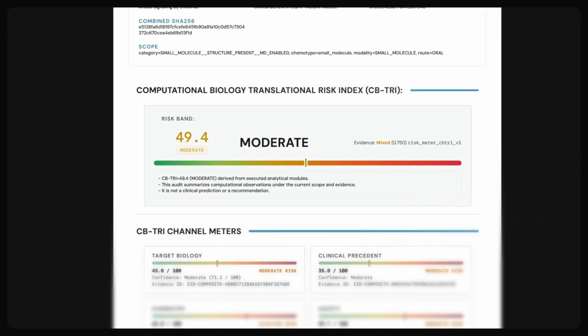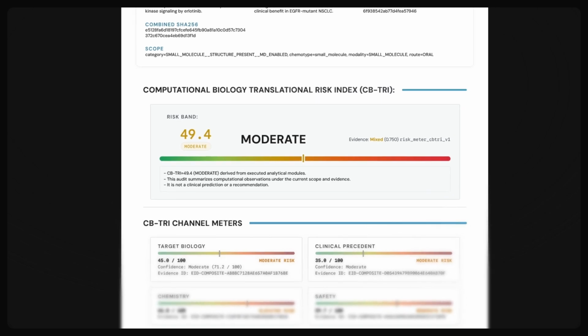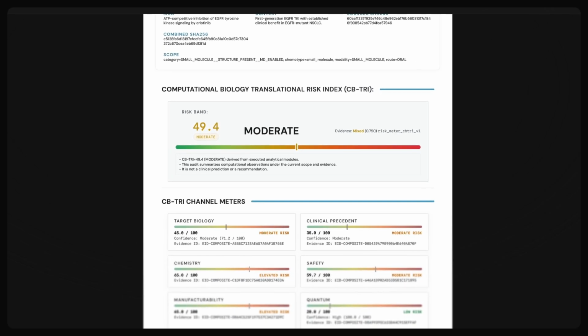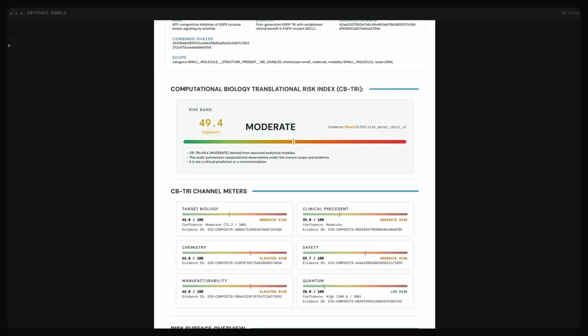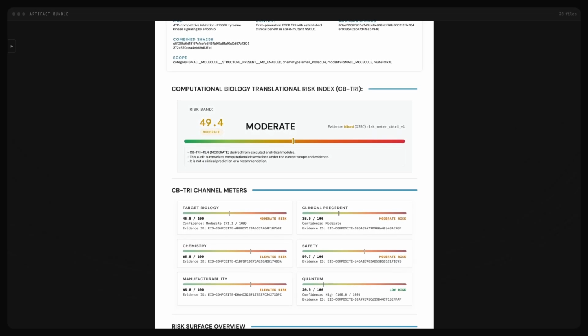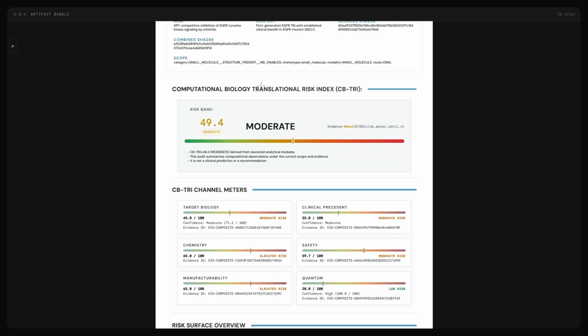The banding translates that score into an easy-to-read risk category, while the evidence indicator tells you how much confidence the current record can actually support. So in practice, the CBTRI is more than a simple headline number. It is a structured starting point for prioritization, comparison, and deeper review.